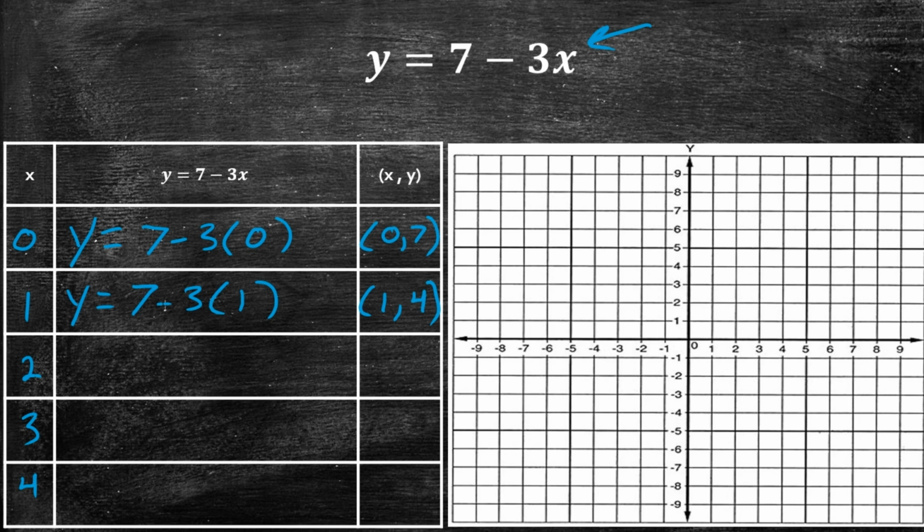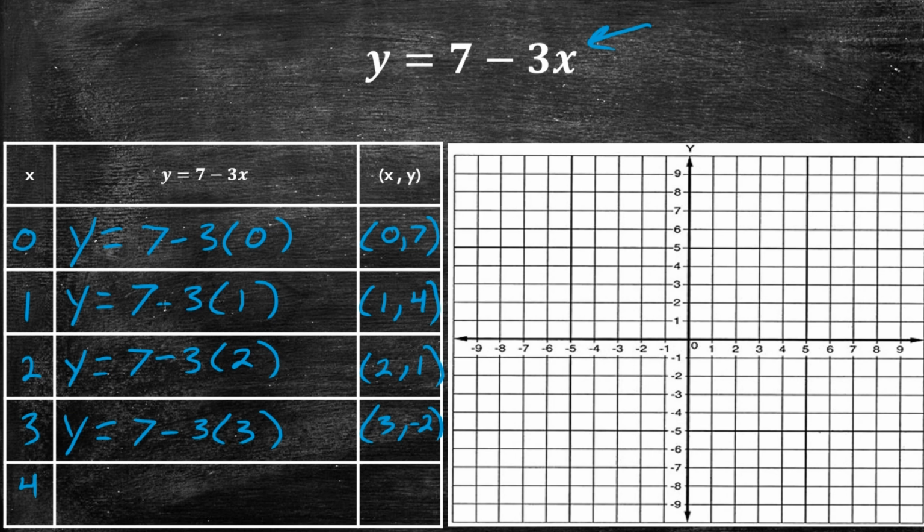Next, x equals 2. Y is equal to 7 minus 3 times 2. 3 times 2 is 6. 7 minus 6 is 1. Therefore, we have 2 comma 1. Next up, we have x equals 3. Y is equal to 7 minus 3 times 3. 3 times 3 is 9. 7 minus 9 is negative 2. So we will have 3 comma negative 2.